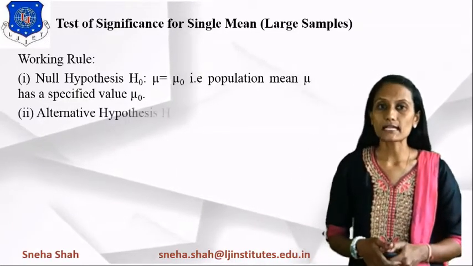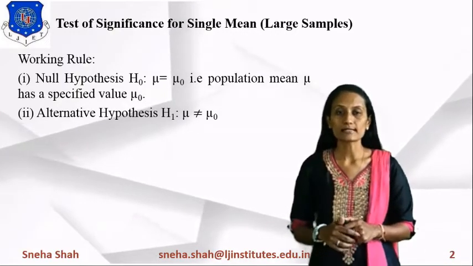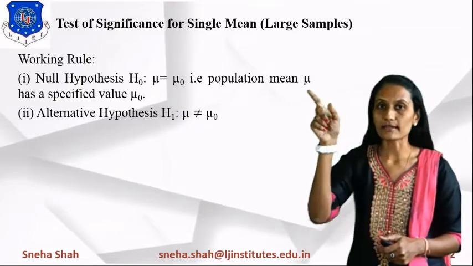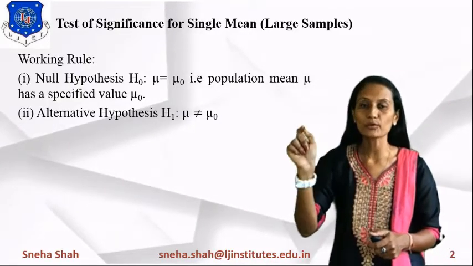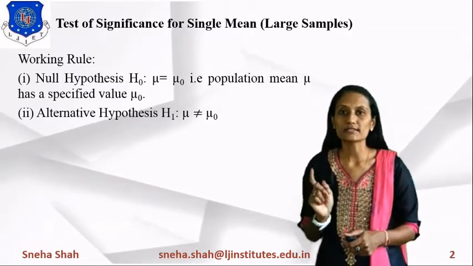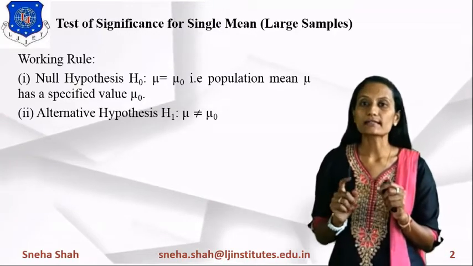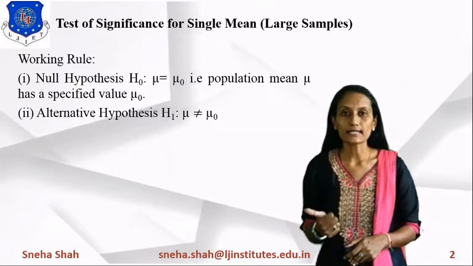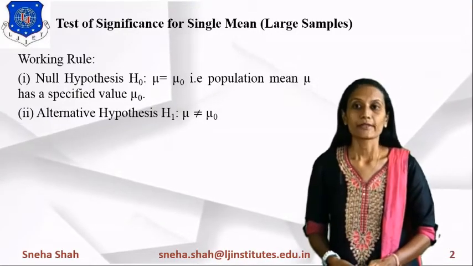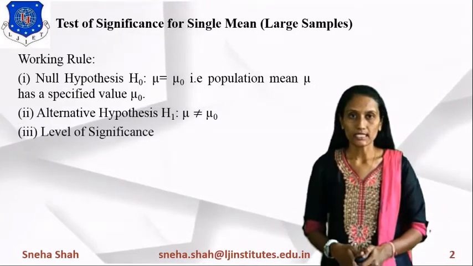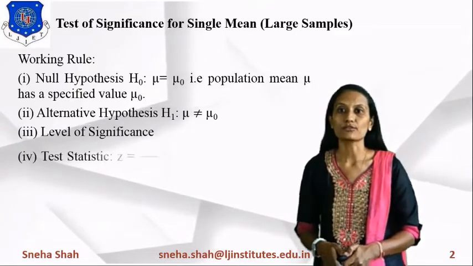If we are taking a single value of the mean, then what will be the alternative hypothesis? It will be the complement of the null hypothesis. So if in the null hypothesis the value is mu equals mu 0, then the alternative hypothesis is considered as mu does not equal mu 0. Now the level of significance is alpha equals 0.05.